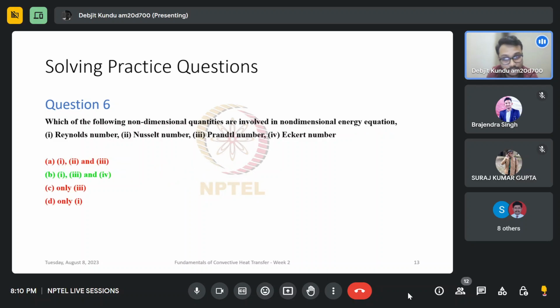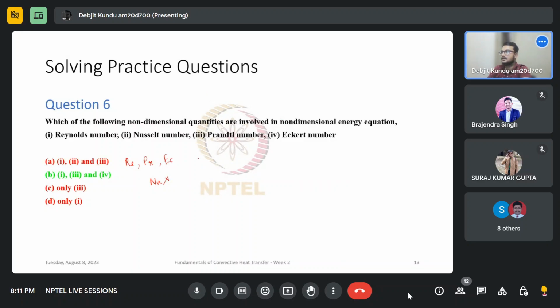The solution is option B, 1, 3, and 4. So it's Reynolds number, sorry, not Nusselt number, Prandtl number, and Eckert number. So as it turns out, Nusselt number is not there. How is it so? It's the energy equation. It should be there, right? So let's try to do this.